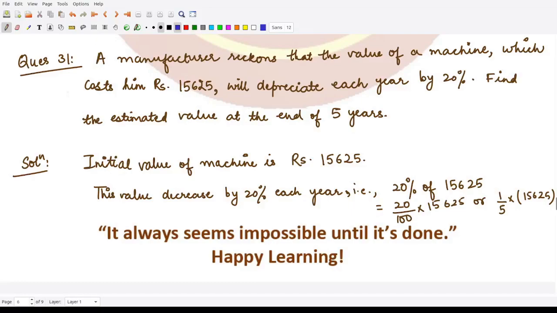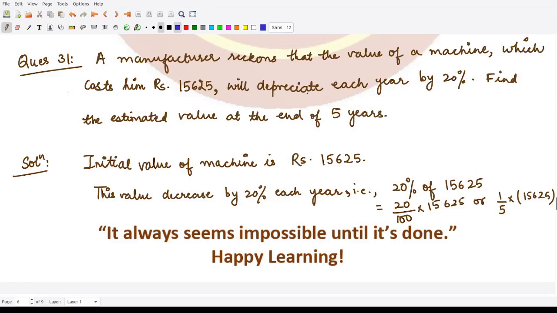In this video, let's see this question 31. So here in this question, they say that a manufacturer reckons that the value of a machine which cost him rupees 15,625 will depreciate each year by 20%.